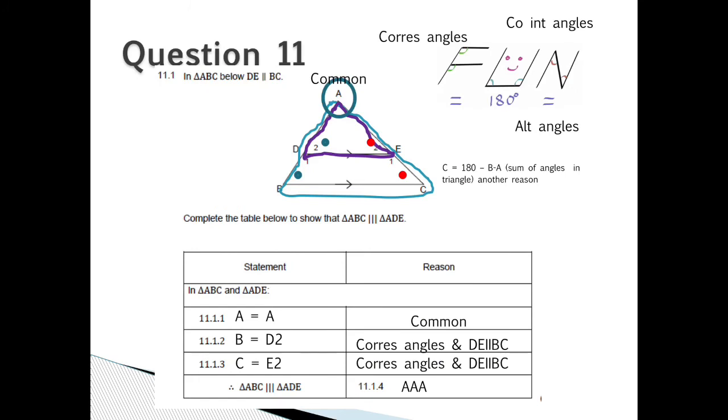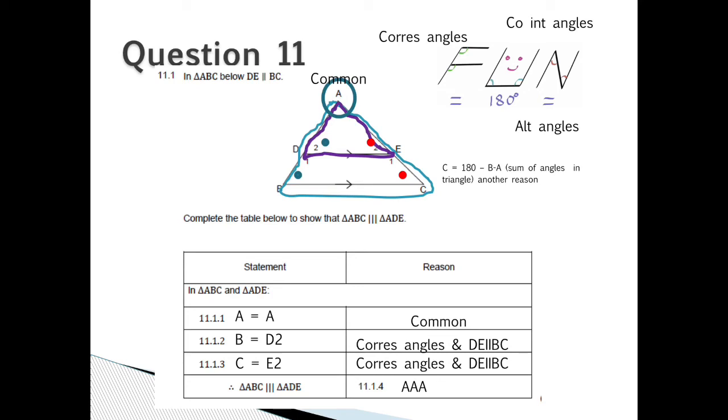It is always important to remember FUN. F to show that corresponding angles are equal, the U to show that co-interior angles add up to 180 degrees, and N in order to show that alternate angles are equal. So, in triangle ABC, where DE is parallel to BC, we can see that A is the common angle.